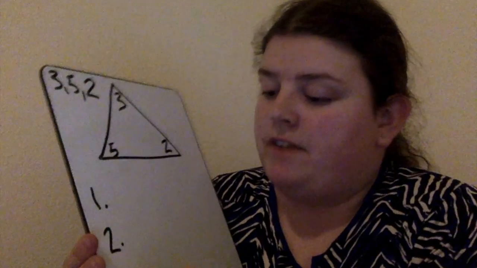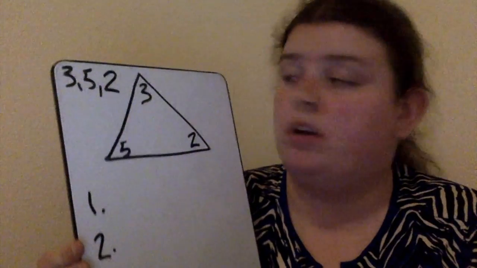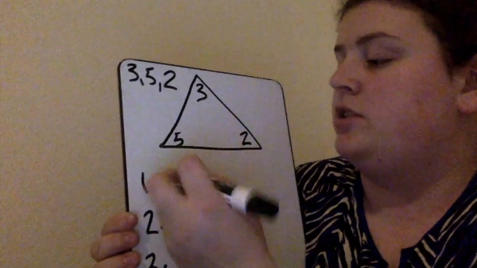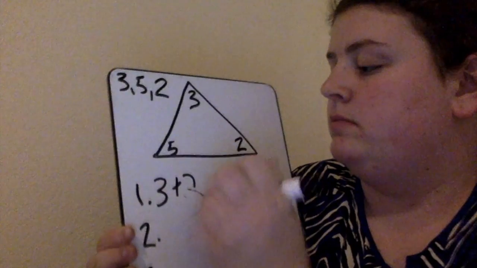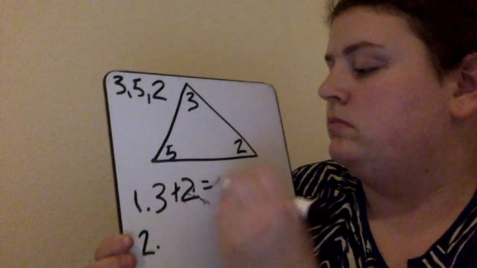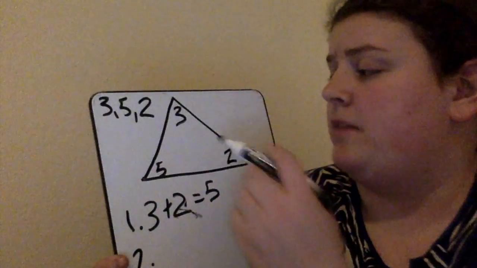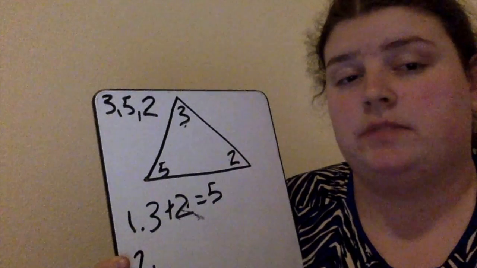Remember that each fact family has 4 total equations. So remember, from our 3, 5, and 2, one equation is going to be addition. So we know that 3 plus 2 equals 5. We know we're not using multiplication for this fact family because 2 times 3 equals 6.